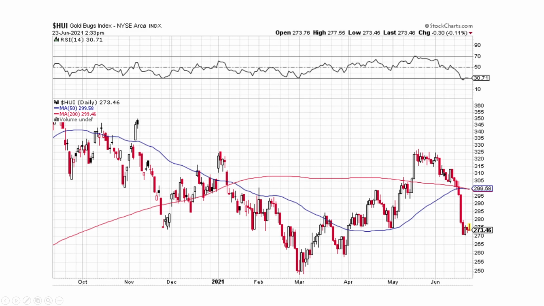This is the HUI Gold Bug Index. Lots of momentum here. See all that momentum and how big these candlesticks are? This is big. It's going to take time to work this off. I think lower. I don't see the buyers going to step in and reverse this quickly. I think we're going to go sideways to a little bit lower.